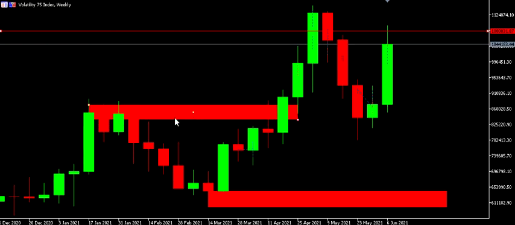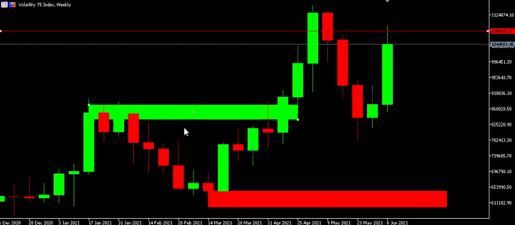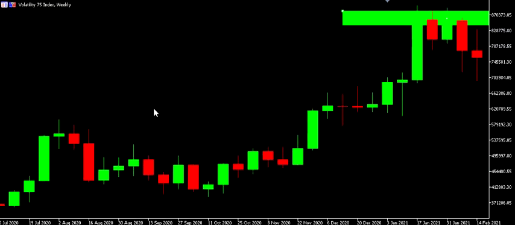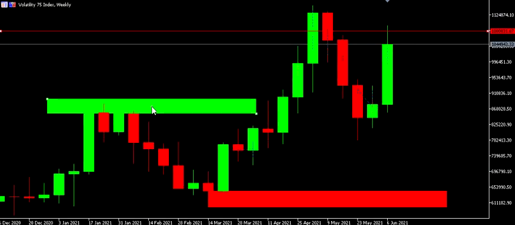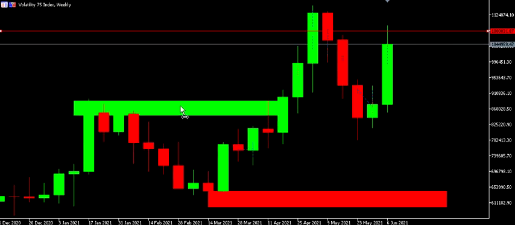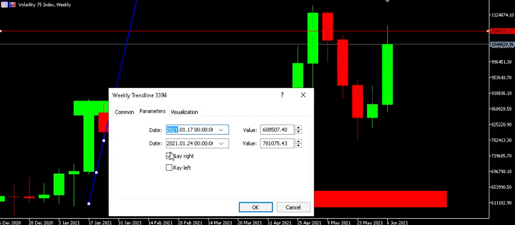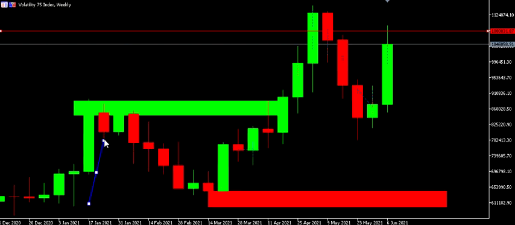Let me change the color. This particular zone, and we are looking at the weekly time frame, was our resistance area. Price got to the resistance area and retraced. Price retraced down to the support area.